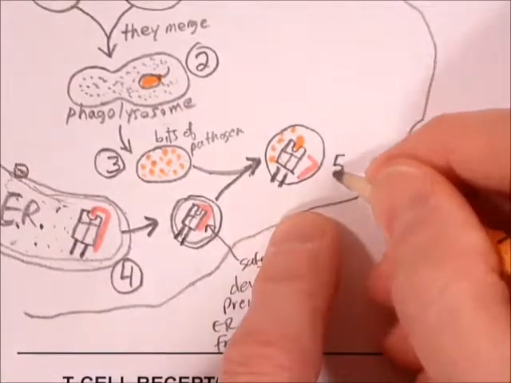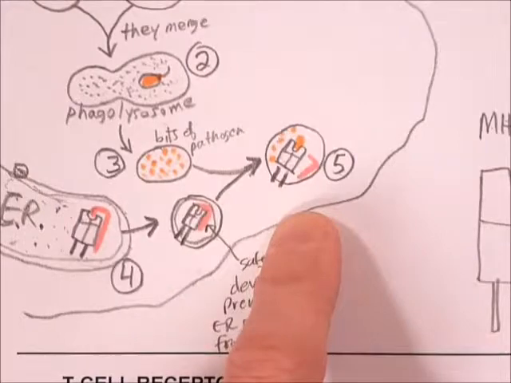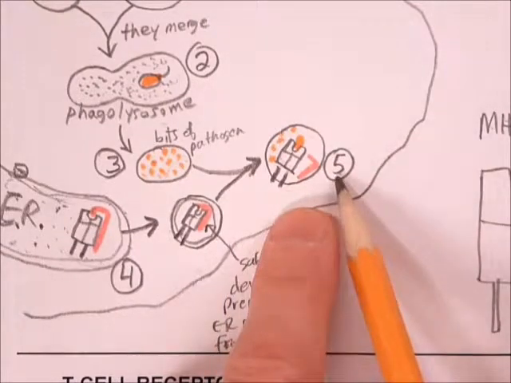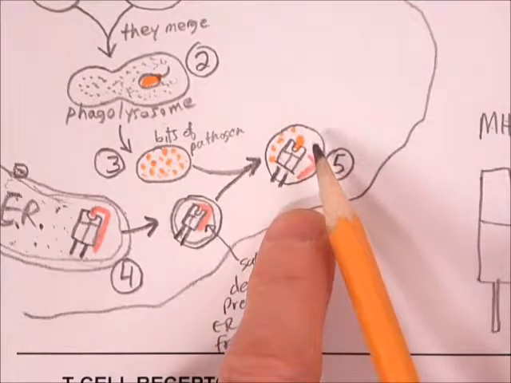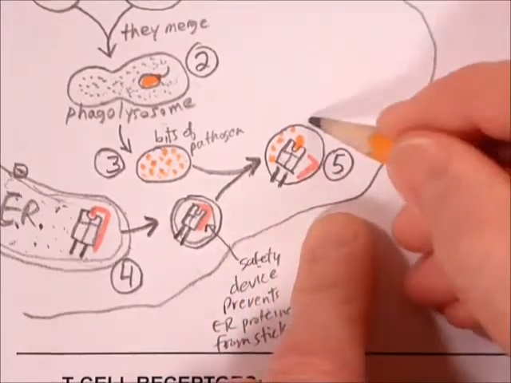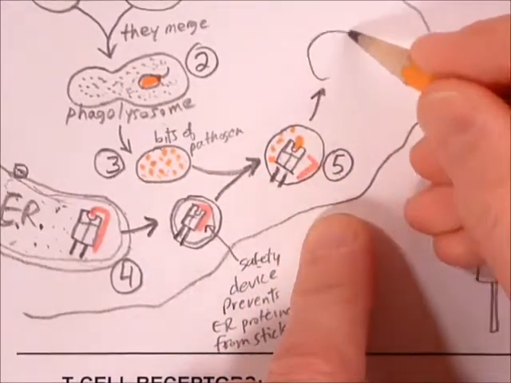And this is number 5. The phagolysosome merges with the vesicle containing the MHC2 clip. The safety device falls off and a piece of pathogen protein sticks to the MHC2 clip. Okay, next, it floats over on its way.